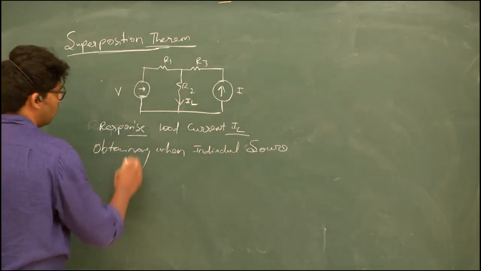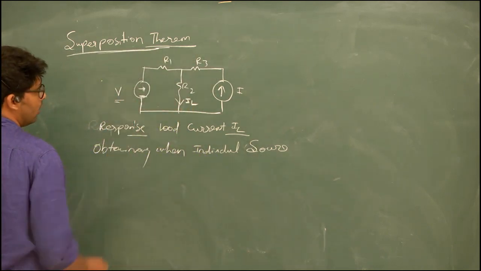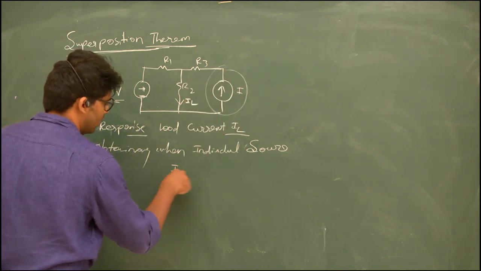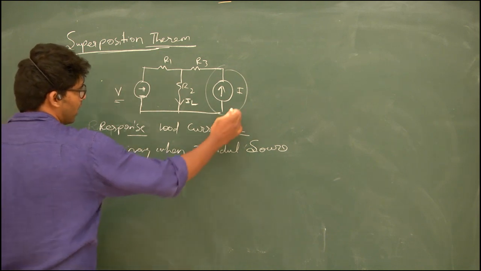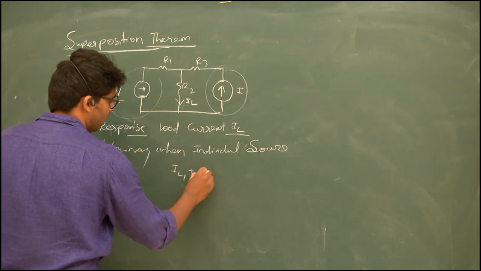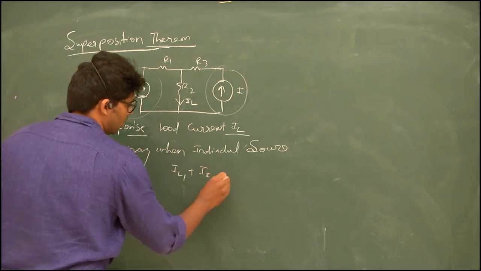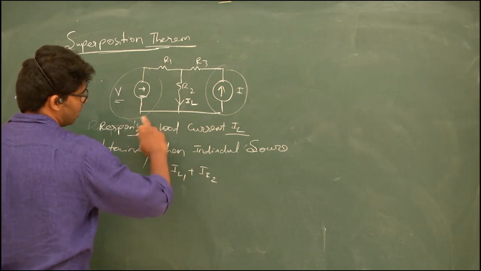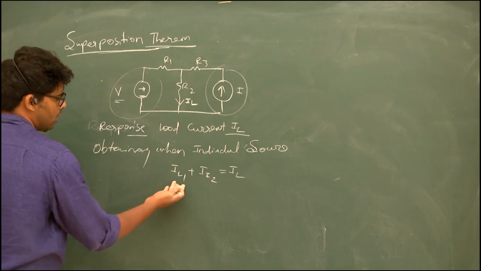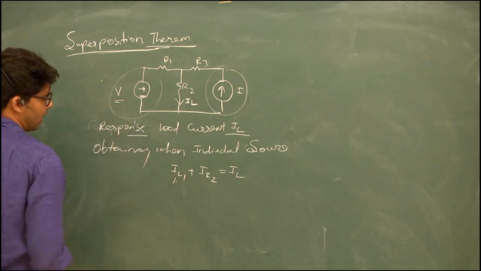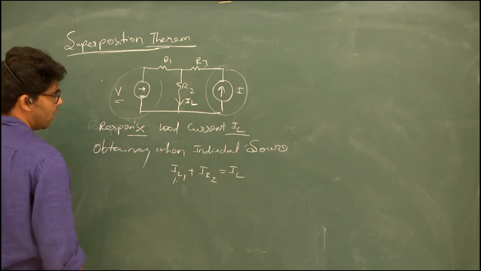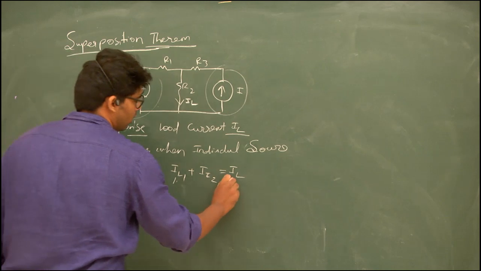That means when only the voltage source is acting, we have to neglect the current source, and we obtain a value, let us say IL1. When the current source is acting, we have to neglect the voltage source, and then we get another value, IL2. Then both responses together should equal the load current. This is the value when the voltage source is acting, and this is the value when the current source is acting. If both sources are acting, we need to get IL.